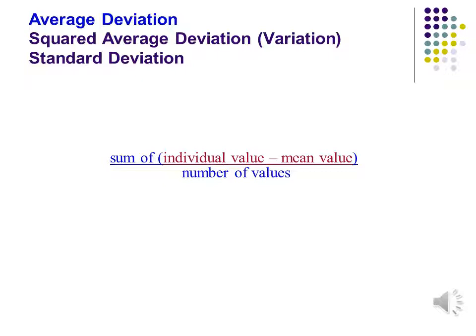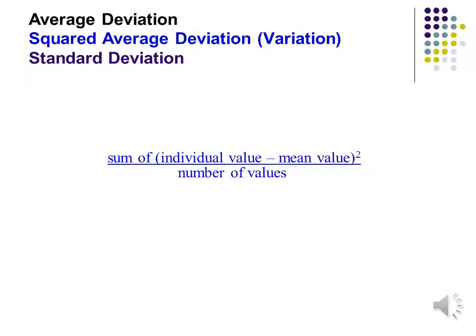Then if we subtract the mean from each of the individual values, we get a sense of how much the values spread out from the mean. Those are deviations. We can then sum those up and divide by the total number of values, and that gives us an average deviation. How much does the average value differ from the mean, or spread out from the mean? We can then square those individual values minus mean values, the deviations, and we get a squared average deviation by summing those up and dividing again by the number of values.